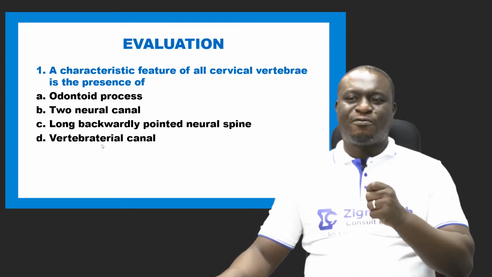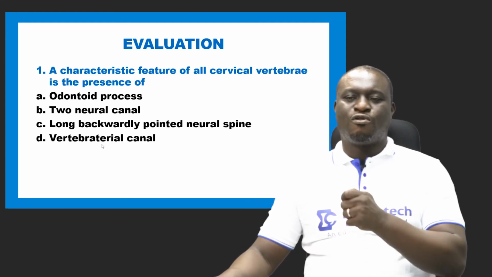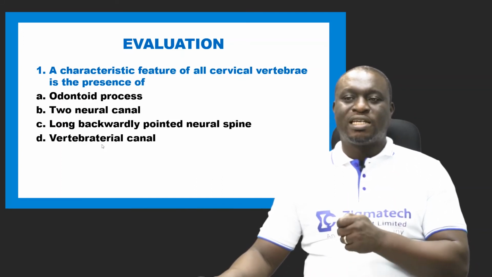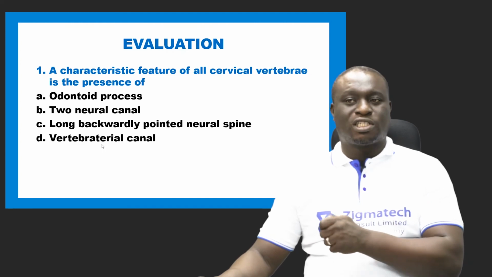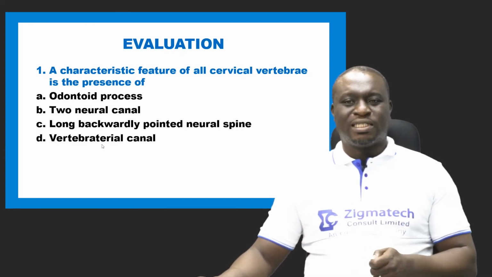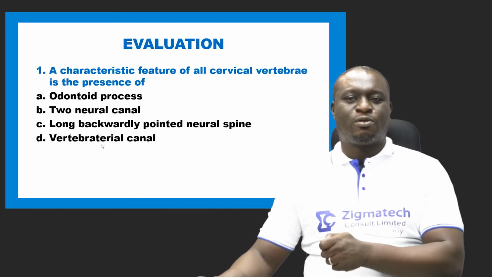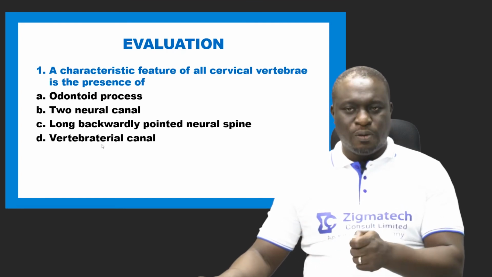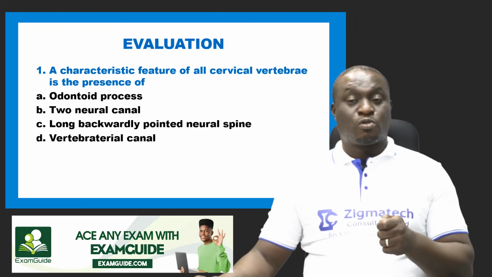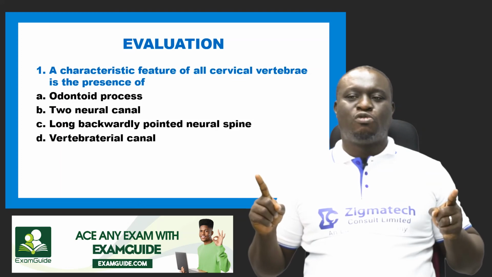A characteristic feature of all cervical vertebrae is the presence of what? Option A, odontoid process. Do all cervical vertebrae possess odontoid process? No, wrong. Option B, is it neural canal? No. Option C, is it long backward pointed neurospine? No.